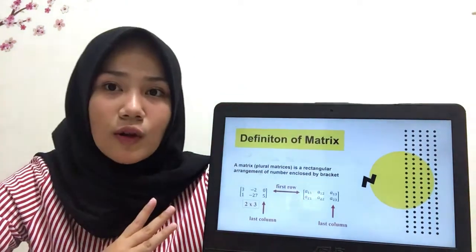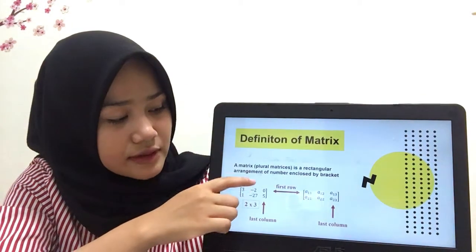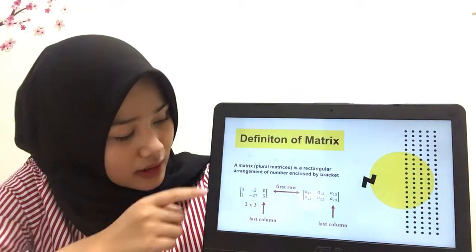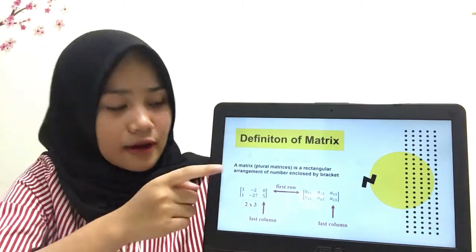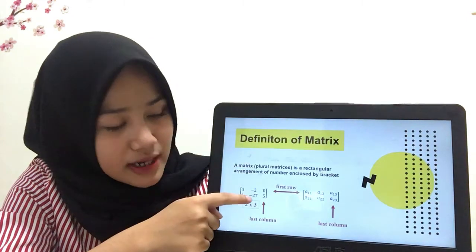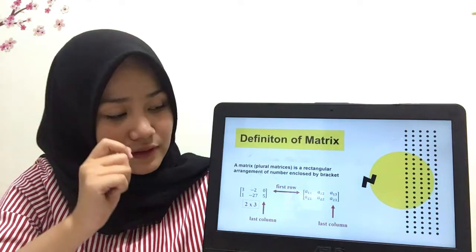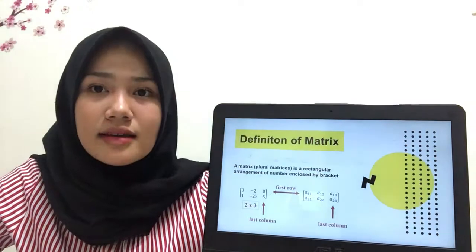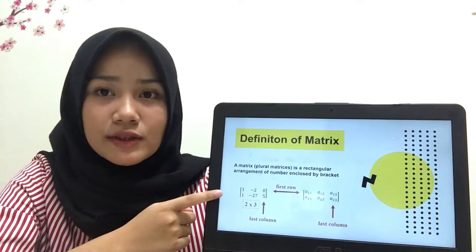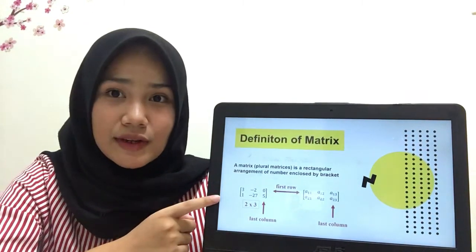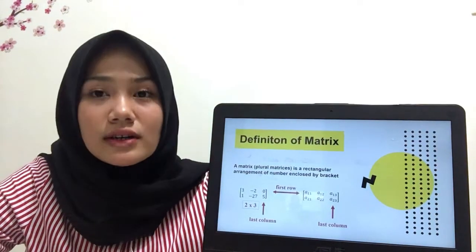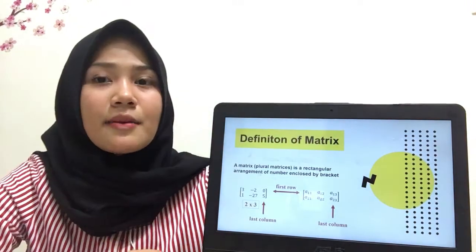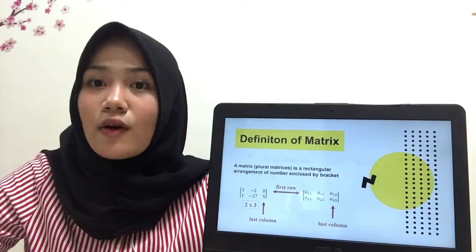And there are three columns. This is the first column, the second column, and the third column. The elements of the first column are 3, 1. The elements of the second column are minus 2 and minus 27. And the elements of the third column are 0 and 5. And we can say this is a 2 by 3 matrix, or we can say that the order or the dimension of this matrix is 2 by 3 because there are 2 rows and 3 columns.